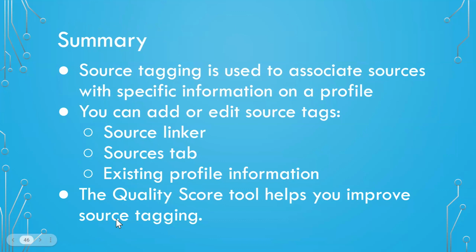So that brings us to the end of our webinar today. Just by way of summary, we talked about how source tagging is used to associate sources with specific information on a profile, such as a birth or a residence. There are 3 ways that you can add or edit source tags: through the source linker, the sources tab, or by editing existing profile information like we did for that residence. And finally, the quality score tool can help you improve your source tagging.